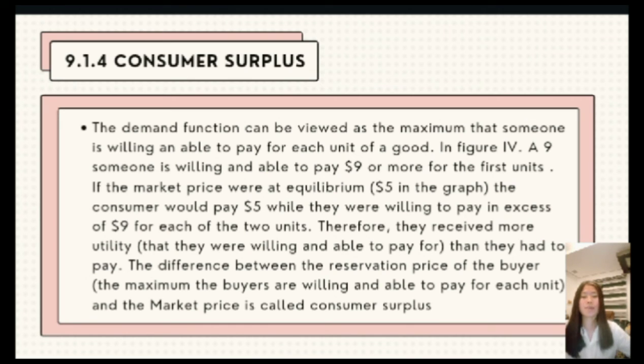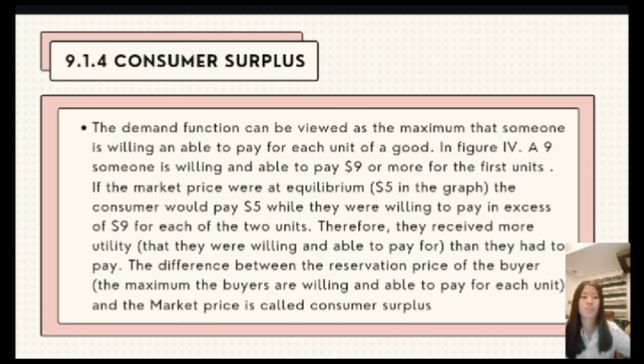Consumer surplus. The demand function can be viewed as the maximum that someone is willing and able to pay for each unit of the good. In figure 8.9, someone is willing and able to pay $9 or more for the first units. If the market price were at equilibrium, $5 in the graph, the consumer would pay $5 while they were willing to pay in excess of $9 for each of the two units. Therefore, they receive more utility than they were willing and able to pay for than they had to pay.